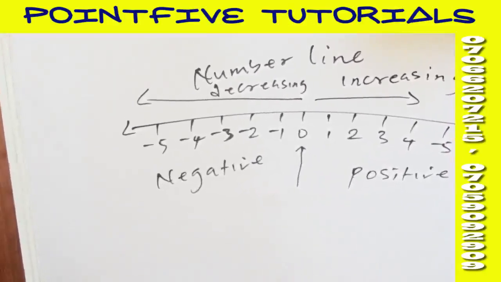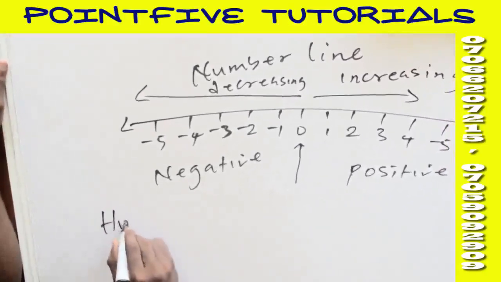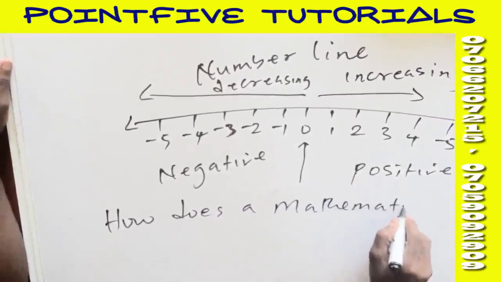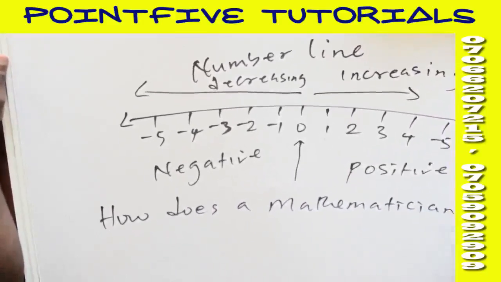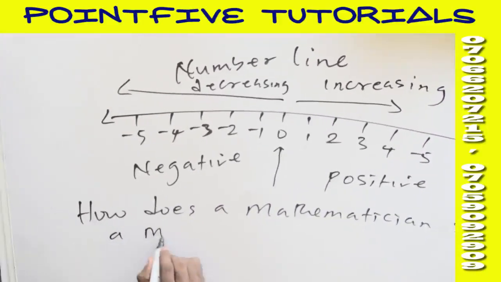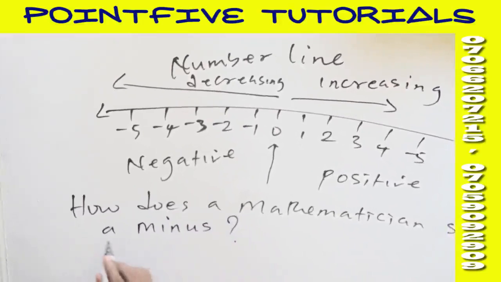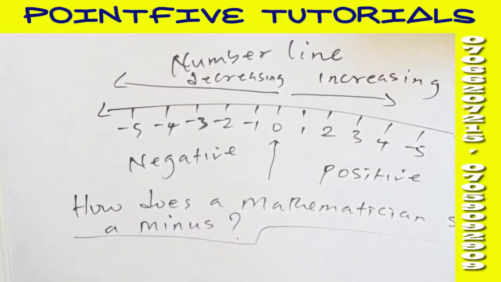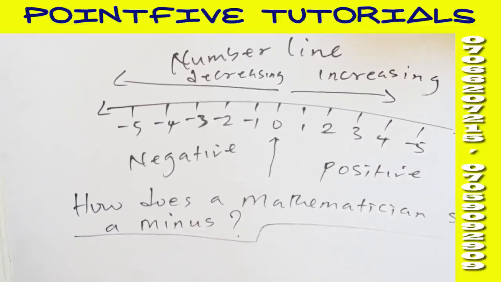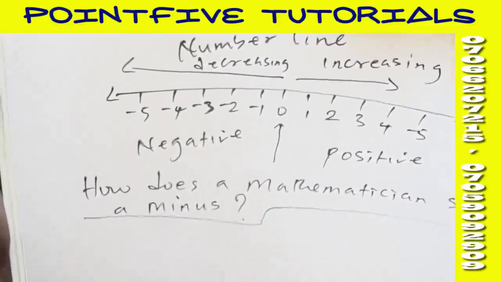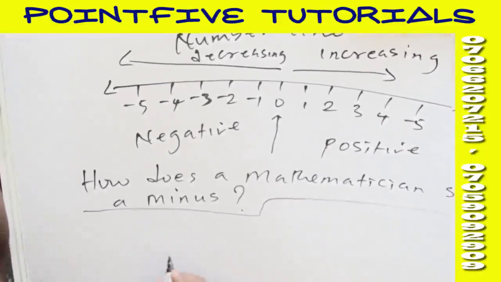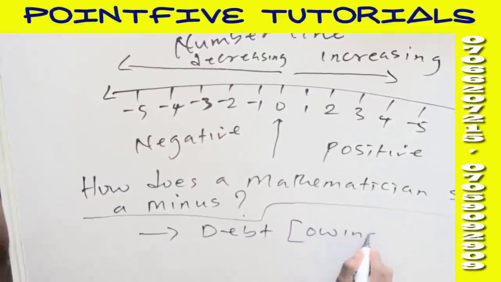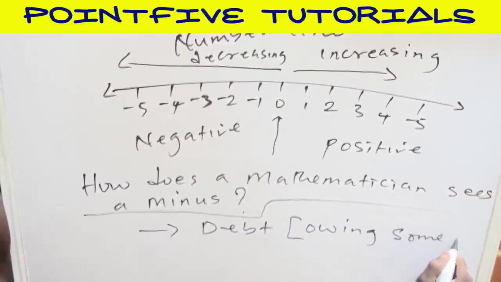Now the question is, how does a mathematician see a minus? If you ask this question, it's not bad. But the answer is for you to use my concepts that will guide you to understand this vividly. A mathematician sees minus as debt. And debt means that you are owing someone. When you are owing someone, you are indebted to that person.